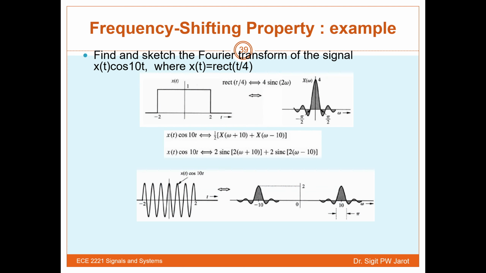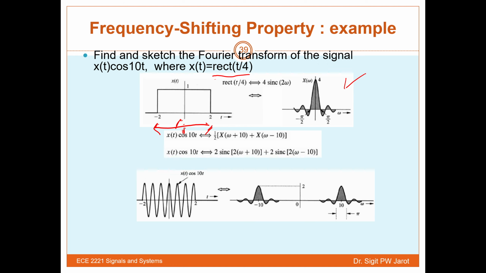Alright, so if we have a rectangular function that is multiplied by cos 10t, the x(t) is given here as rectangular t over 4. So the size will be 4, and it starts at 0 because it isn't shifted or anything. So 2 to the right and 2 to the left. When we transform it, it will have a sinc function.